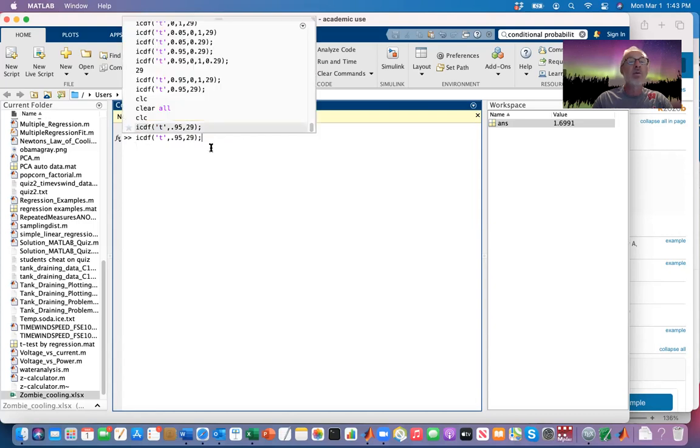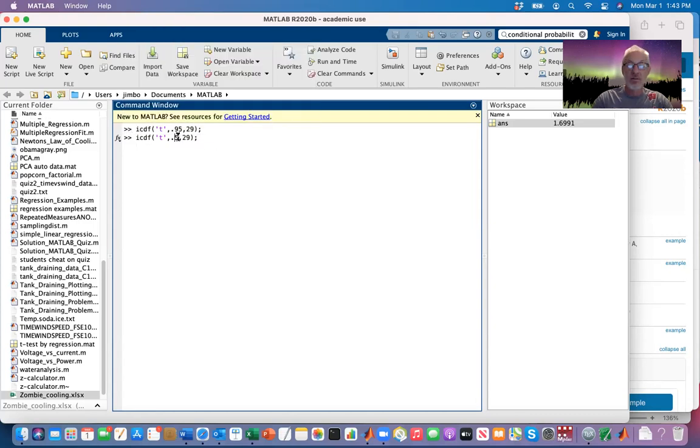Now, let's find out what it is for the 5th percentile. Remember the T distribution is symmetric. So if you know that the upper tail starts at 1.6991, then for 1 minus 0.95, the 5th percentile is going to be negative 1.6991. Okay, so we can find the T distribution at 2.5%, at 29 degrees of freedom. And you can see that's negative about 2.